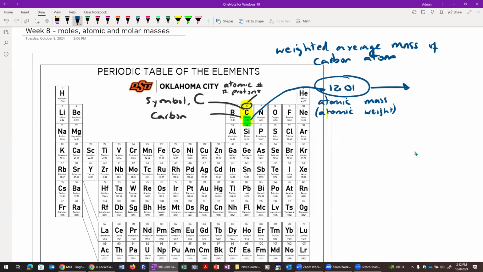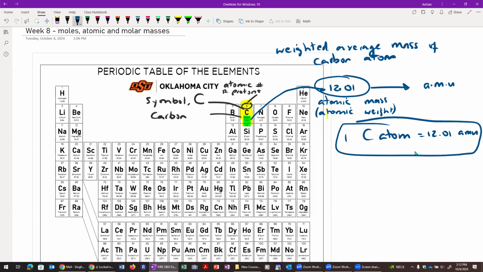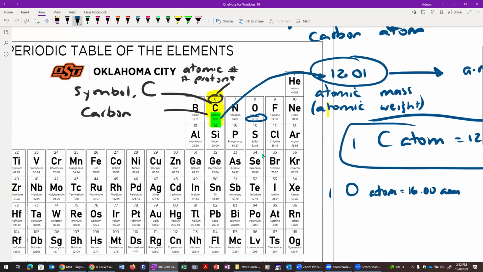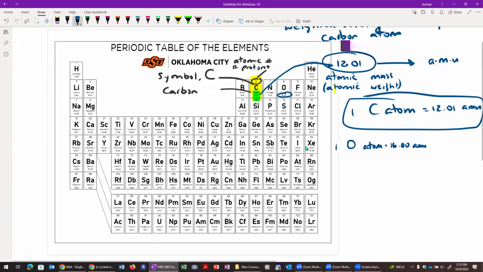So the unit that we're using here is atomic mass units, or AMU, right? So it's saying on average, one carbon atom will have a mass of 12.01 atomic mass units. That's what that number means for each of the elements. For carbon, it's 12.01. If you look at oxygen, a couple of elements across, I'm sorry, you'll see 16. So that means on average, one oxygen atom would have a mass of 16.00 atomic mass units. So that's what this last piece of the puzzle means when it comes to the entries in the periodic table.